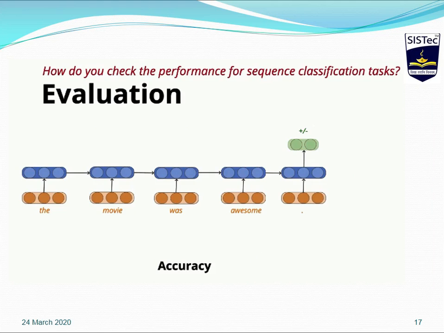Now the evaluations. In terms of sequence classification, we are interested in finding the accuracy, which we have calculated at the end of the layers. As we have discussed how to calculate the accuracy at the end of the layers, if your model predicted 8 times accurately out of 10, then the accuracy is 8 divided by 10, that is 0.8. So this is the evaluation parameter for sequence classification.